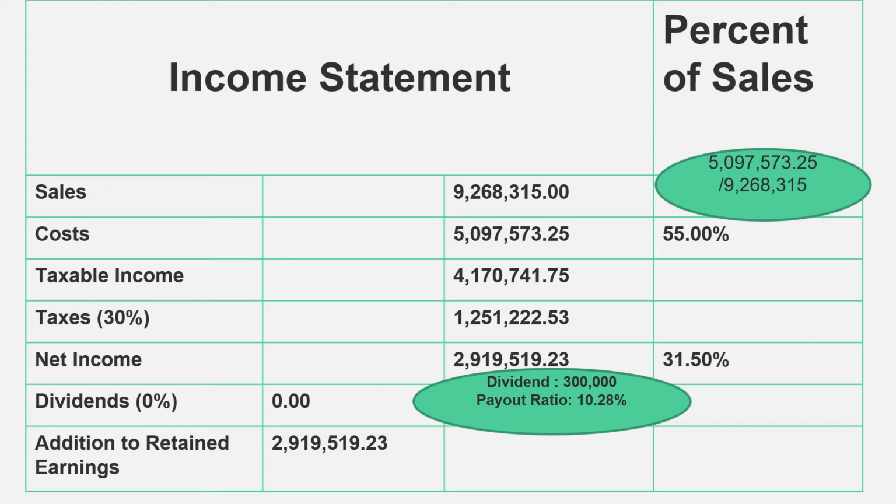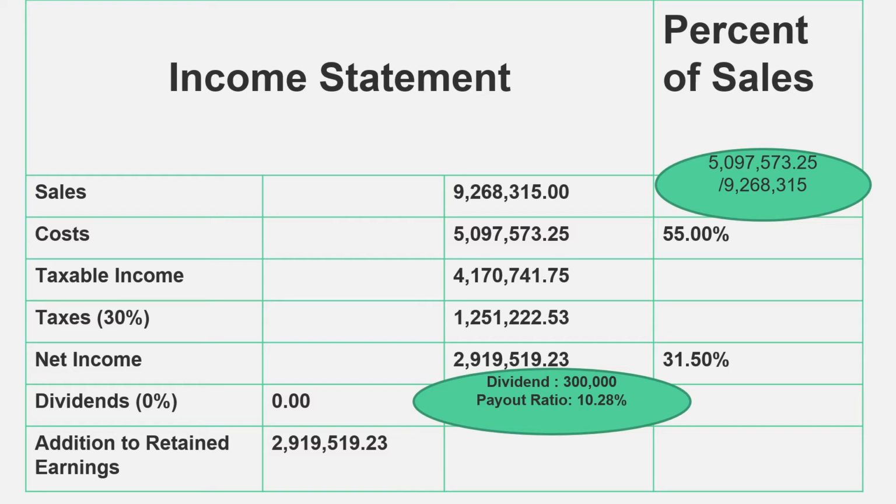Next, how about if the company is paying cash dividends? If, for example, the company is paying 300,000 in dividends, we have to get the payout ratio first. How do we get the payout ratio? It's dividends divided by net income, and then we'll come up with 10.28%.